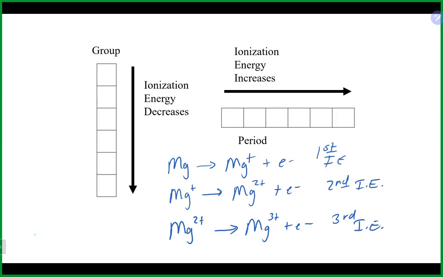So typically speaking, the first ionization energy versus the second versus the third, it continues to increase as you go from each electron that you basically take off. Any questions on that? Yeah.